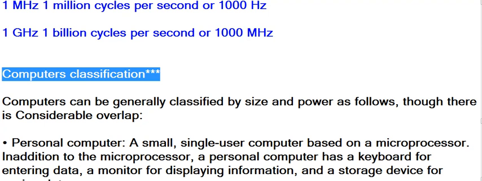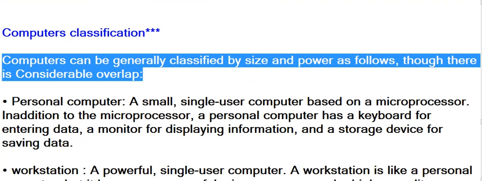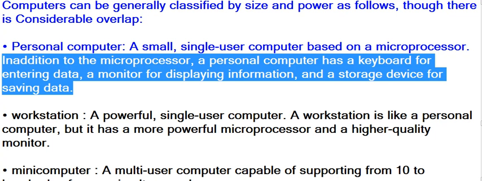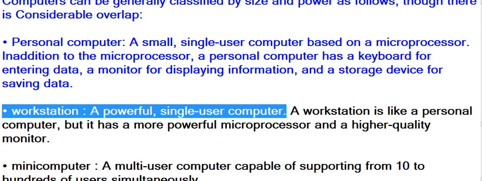Computers classification. Computers can generally be classified by size and power as follows, though there is considerable overlap. Personal computer: a small, single-user computer based on a microprocessor. In addition to the microprocessor, a personal computer has a keyboard for entering data, a monitor for displaying information, and a storage device for saving data.